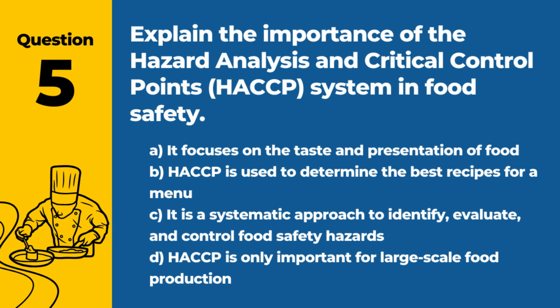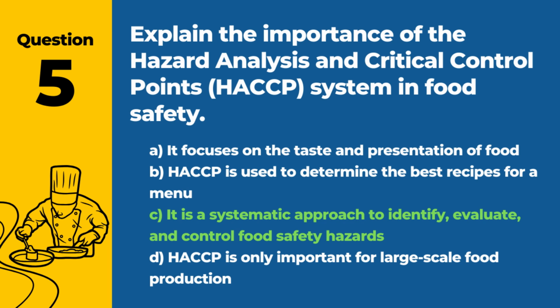Question 5. Explain the importance of the hazard analysis and critical control points, HACCP system in food safety. A. It focuses on the taste and presentation of food. B. HACCP is used to determine the best recipes for a menu. C. It is a systematic approach to identify, evaluate, and control food safety hazards. D. HACCP is only important for large-scale food production.